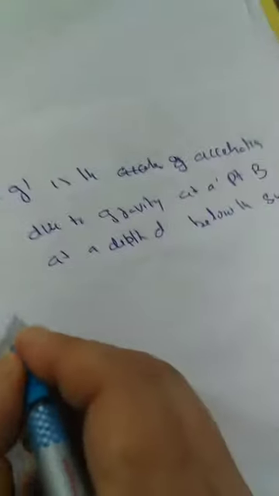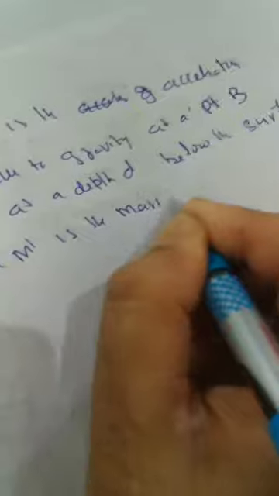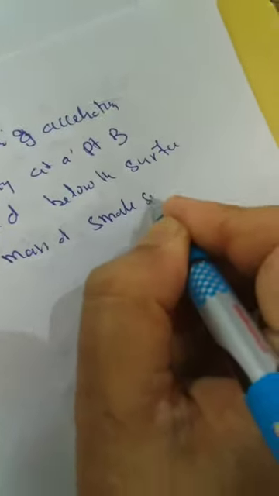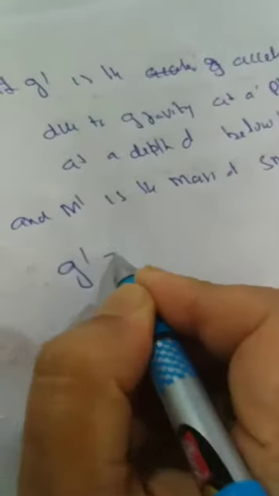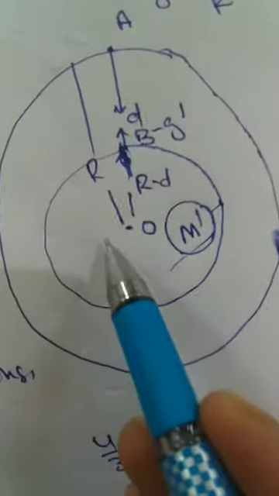M dash is the mass of the smaller sphere. As per the law, g dash is G times, here M will be a little different, it becomes M dash, because we have taken this M mass here.